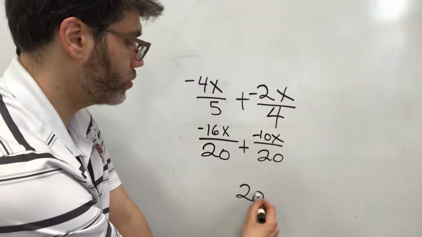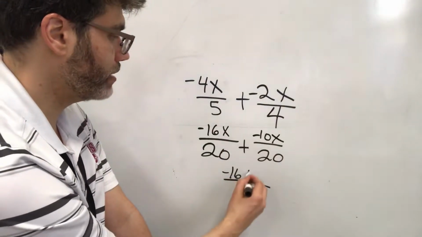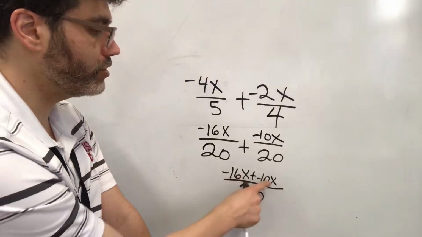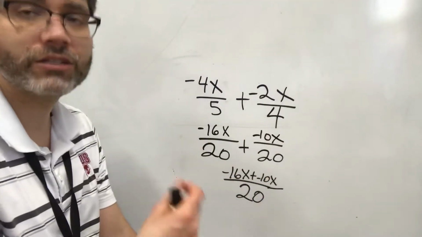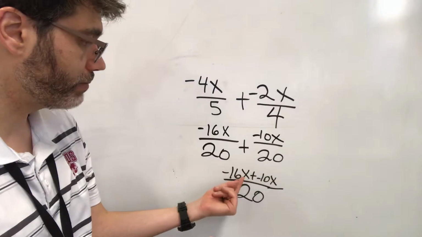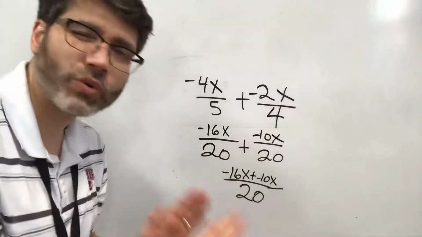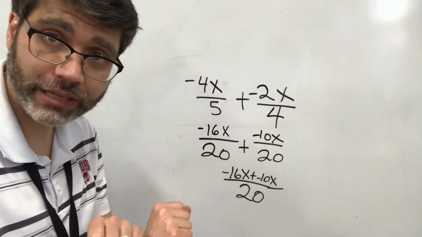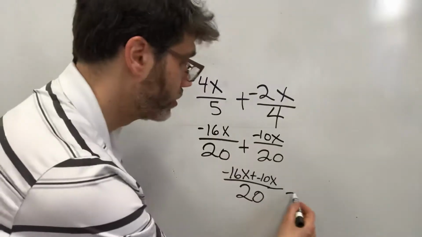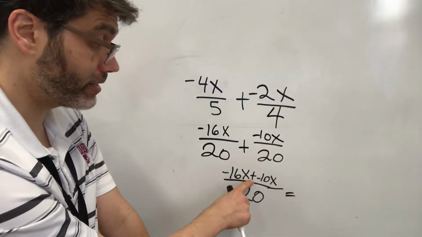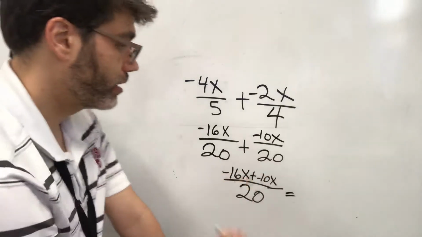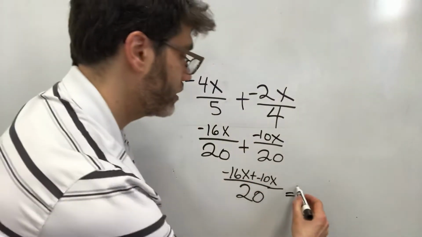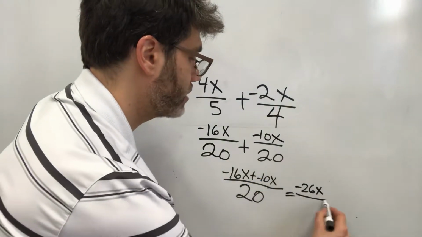We're going to keep one of the 20s, and then it's going to be negative 16x plus negative 10x. We can go further because these two terms in the numerator are like terms, meaning that since these are both just x's, not x squared, not xy, just x by itself, they are like terms, and we can then add or do whatever else we need to as we're asked. In this case, we're asked to add these two terms to get a sum. So negative 16 plus negative 10 is negative 26. So that's negative 26x on top over 20.